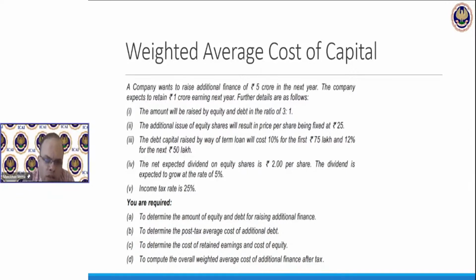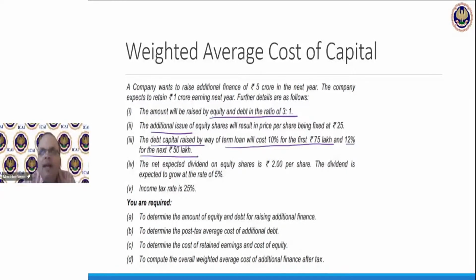Okay, the company wants to raise additional finance of 5 crore in the next year. The company wants to retain 1 crore earnings next year also. And they've given you some details: the amount will be raised by equity and debt in the ratio of 3:1. Additional issue of equity shares will result in a price of 25. Debt capital raised by way of term loan will cost 10% for the first 75 lakhs, 12% for the next 50 lakhs. So there are two types of debts here, guys.